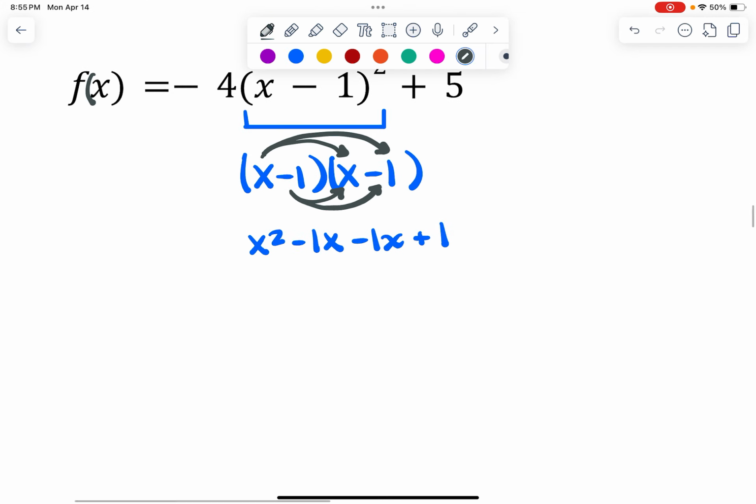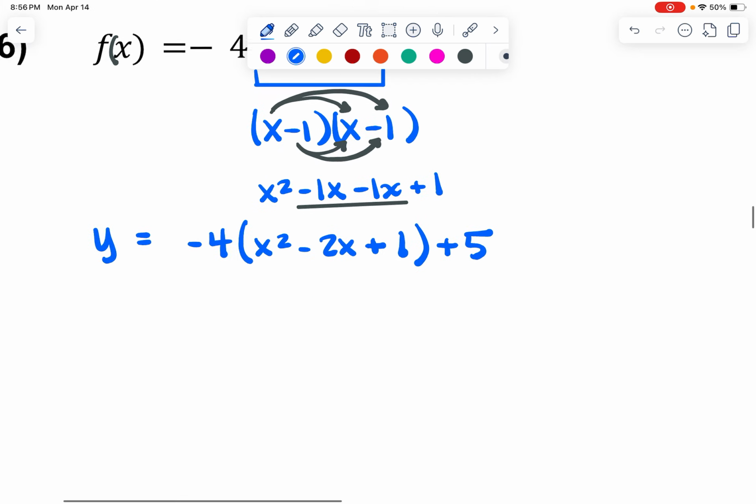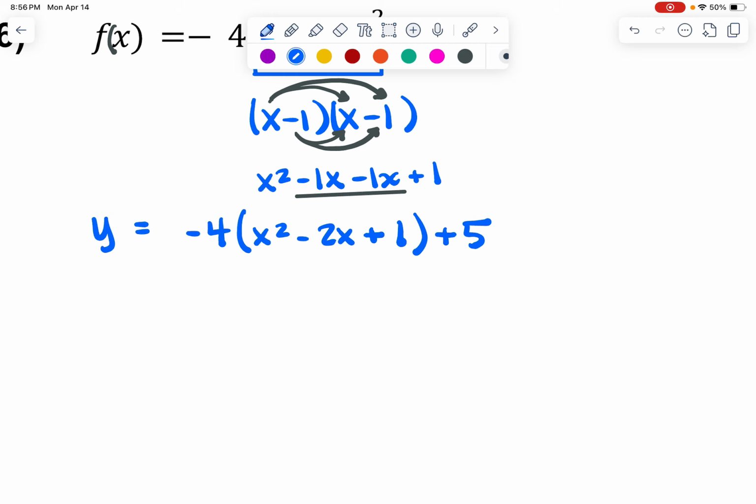And then we have our like terms here in the middle. So we end up getting the trinomial x squared minus 2x plus 1. Okay, but that's just the x minus 1 squared part. I'm going to put all that in parentheses. We still have a negative 4 multiplier in front that needs to come down. And we have a plus 5 constant still hanging on the end. I'm just going to put y equals. All right, and so now we need to, let me move all this down a little bit.